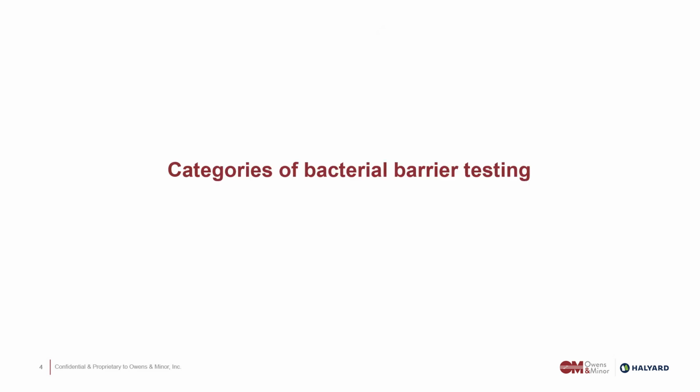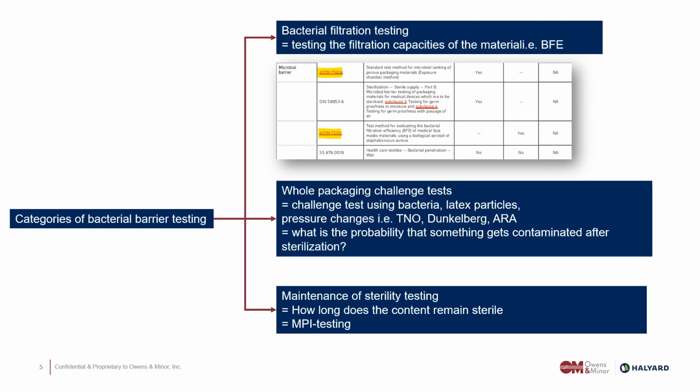Now, we have to talk about the different categories of bacterial barrier testing. A first category of bacterial barrier testing are the tests that you can find in EN ISO 11607. You see there the ASTM F1608 and the ASTM F2101.